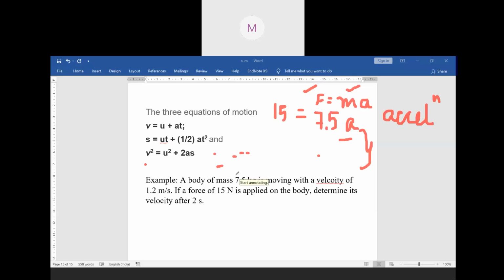So with the A value being 2, what happens now? What is the value of T in this question? 2. Okay. So now you can find out V. Can you find out V or not?